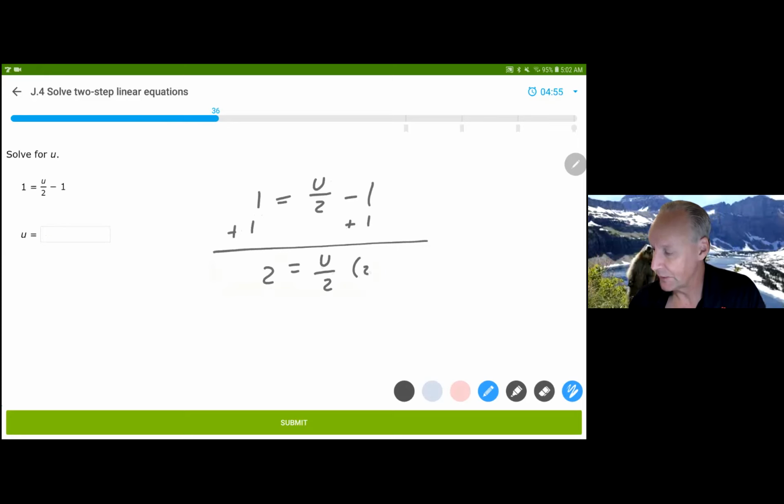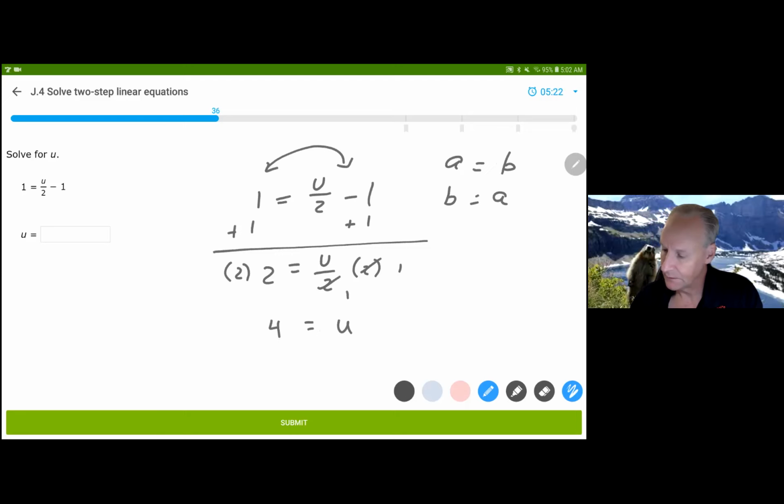And now I'm going to multiply by 2 on both sides. Notice I could have switched these two. Using that property is called the symmetric property of equality. It says that if A is equal to B, then I can switch it and say B is equal to A. And that's called the symmetric property of equality. I just left it where it was. It just seems easier to me to leave the U over here on the right, and it's equal to 4.